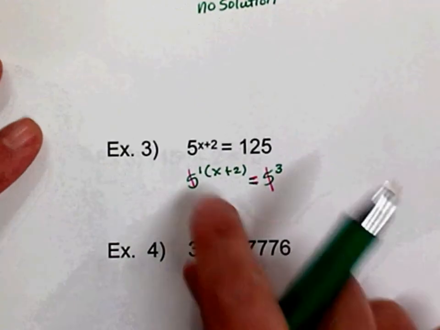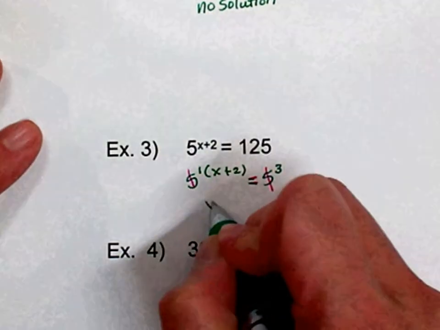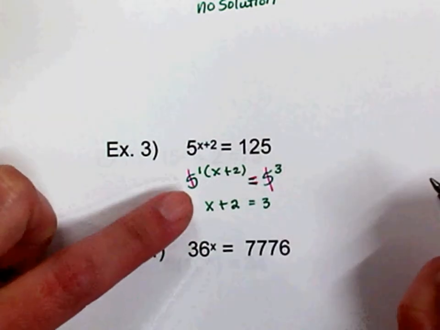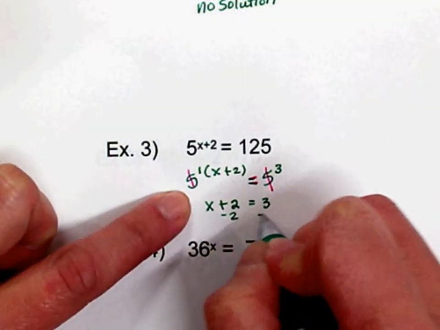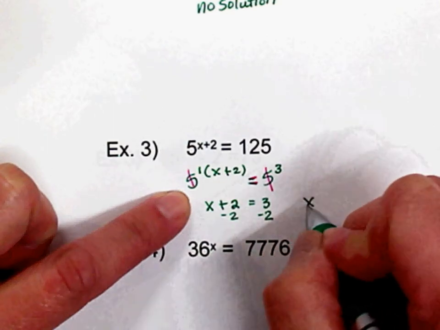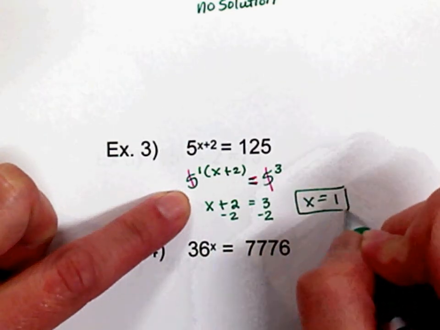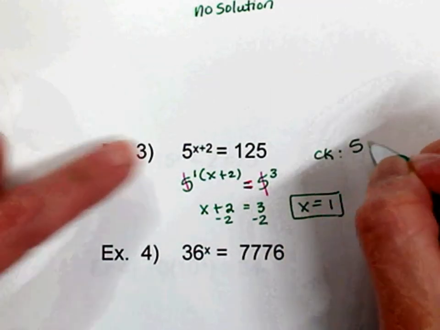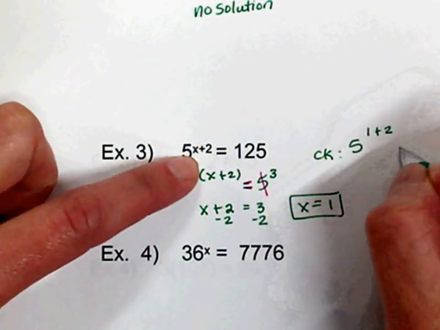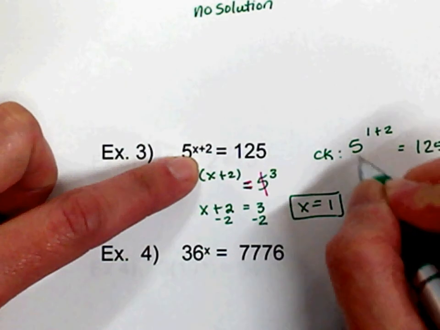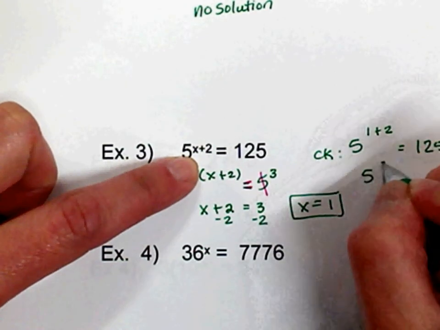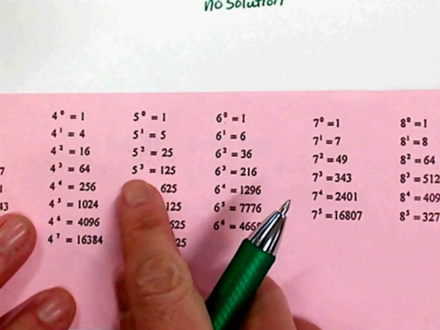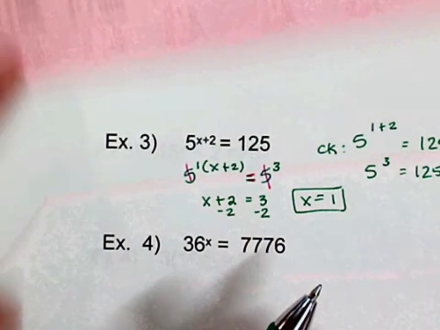1 times anything is itself. So now you have x plus 2 is equal to 3. How do you solve for x? Minus 2, minus 2. So x is equal to 1. Okay? Let's check. 5 to the x, x is 1, plus 2 is equal to 125. 5 to the 1 plus 2, which is 3, equals 125. 5 to the third is 125. Do you see how that checked out?